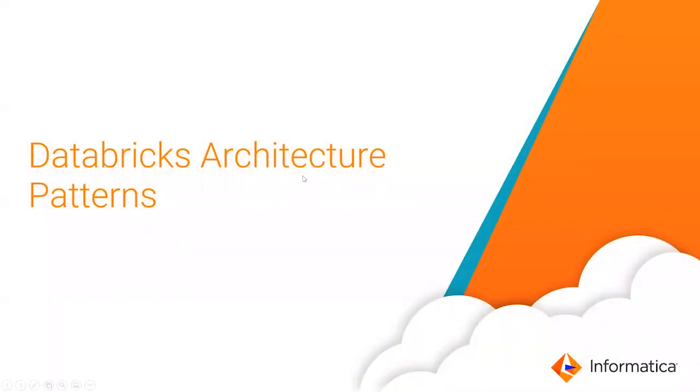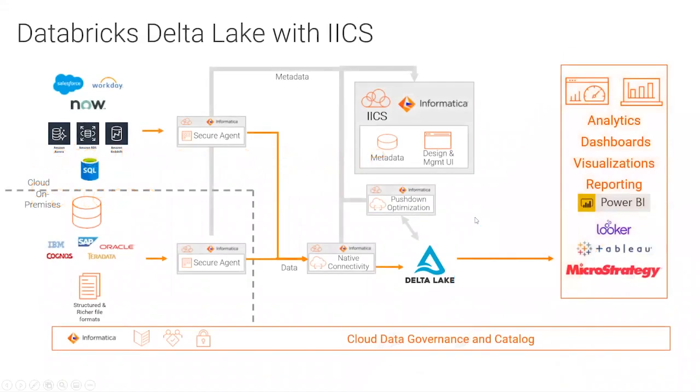Let's move on to Databricks architecture patterns. Here is a reference architecture for Databricks Delta Lake with the IDMC platform. We can see there are on-premise sources as well as cloud sources. Databricks Delta Lake is hosted on the cloud environment. IDMC Cloud Data Integration service is being leveraged for data movement and push-down optimization into Databricks, which is eventually loading into the analytics or reporting environment. The Secure Agent is installed on-premise and on the cloud to facilitate the data movement.